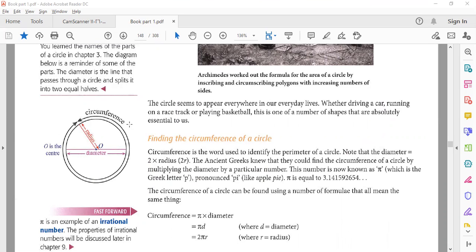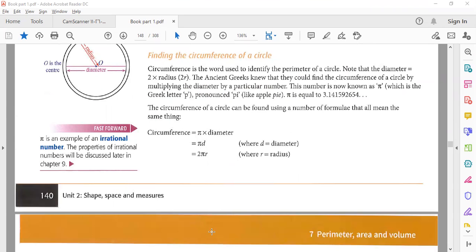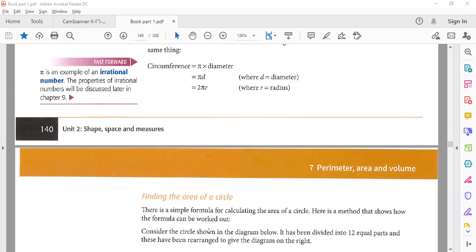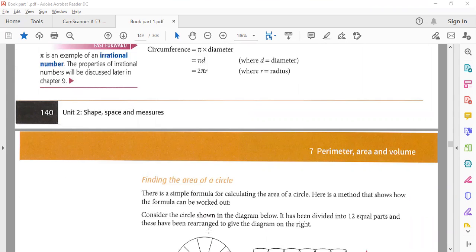Circumference is the distance. Like if you have a rectangle, in a rectangle you find the perimeter, meaning the outside layers. So in a circle we find the circumference. The formula of circumference is pi multiplied by diameter, or 2 pi r. Sorry, 2 pi r. With the help of this we will find it, and remember one thing, pi is an irrational number. We will discuss all these things in this chapter.